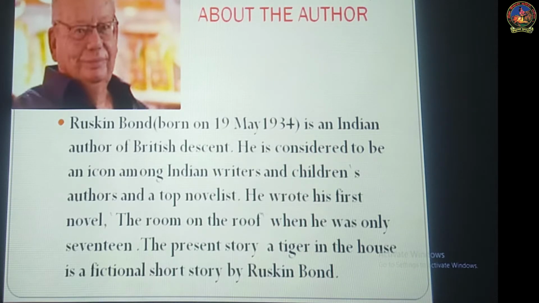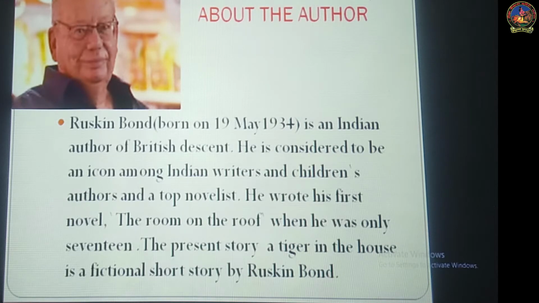He wrote his first novel, The Room on the Roof, when he was only 17. When Ruskin Bond was only 17 years old, he started writing a novel named The Room on the Roof. The present story, A Tiger in the House, is a fictional short story by Ruskin Bond. Students, we will study the first SGP of the story.